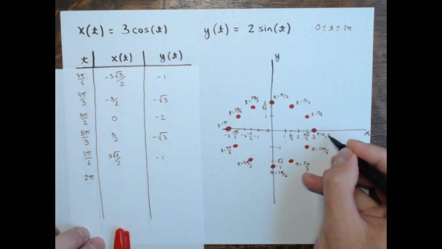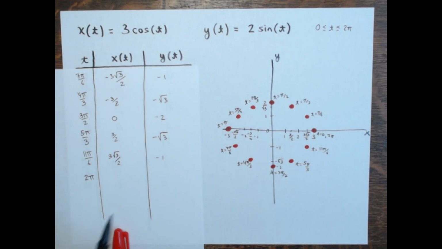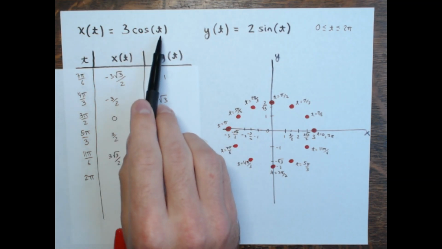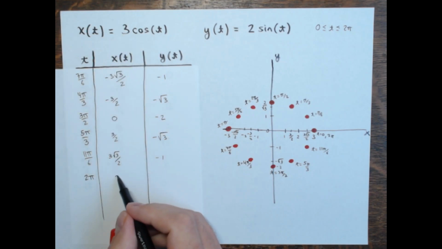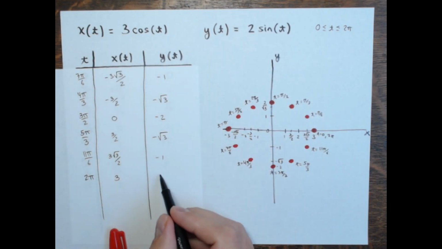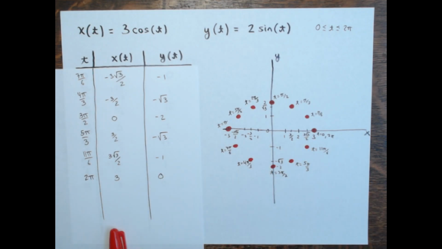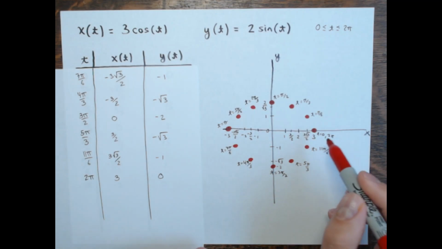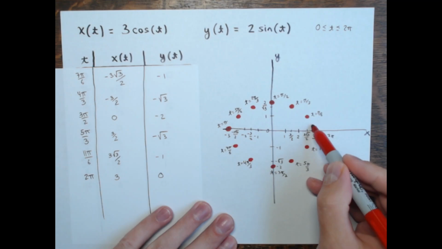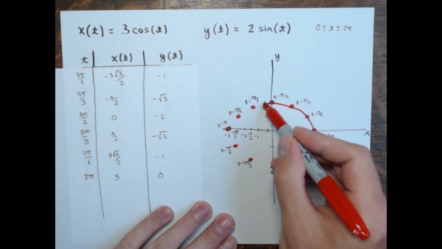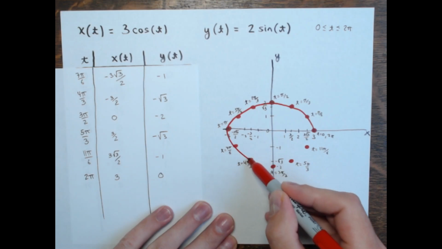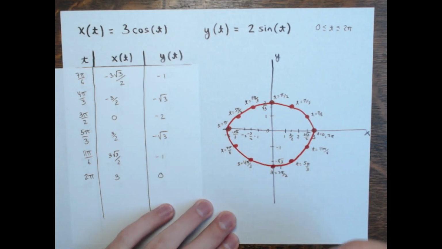And then finally, 2 pi, we're back to the beginning of the ellipse, right? We're back to the beginning of the picture here. Cosine of 2 pi is 1, so times 3 is 3, and then the sine of 2 pi is 0, times 2 is 0. We're back at the point 3, 0. And so, when I draw the rest of them in, it's looking like we're doing this, right? I told you this will be an ellipse. It's a hand drawing, not great.